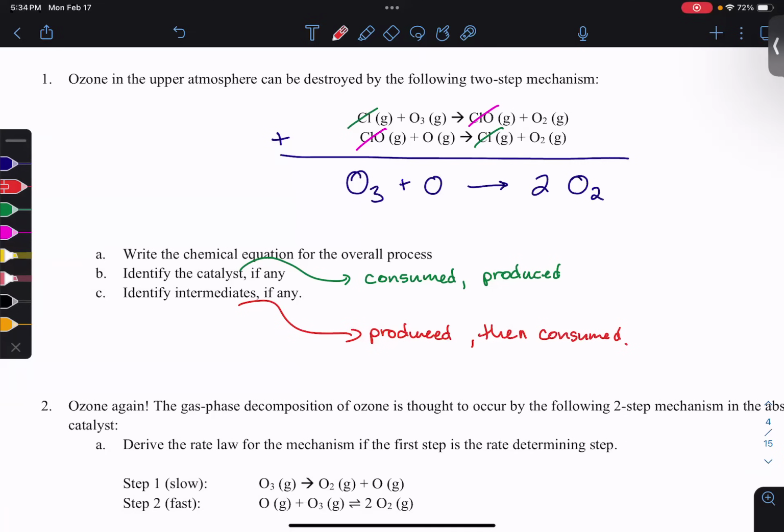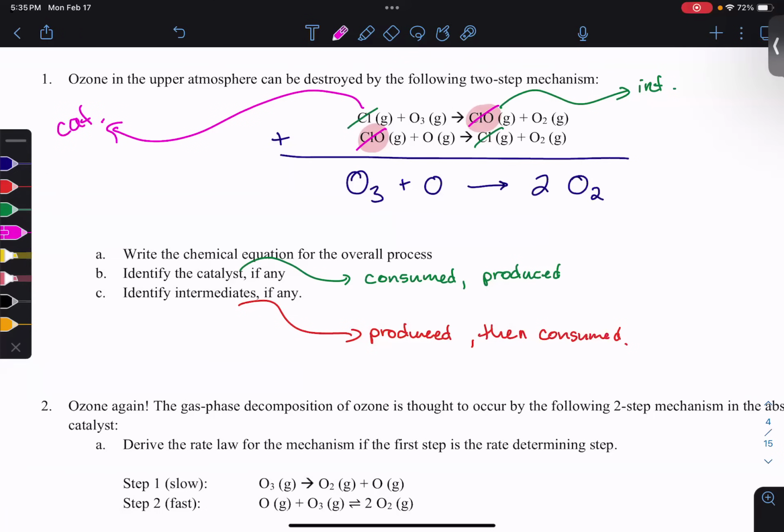So if we go back to our actual process here, ClO would be what? A catalyst or an intermediate? 50-50. It's an intermediate because it is made in the first step and then consumed in the second step. So it's basically made during the process and then consumed before the reaction is over. So ClO is an intermediate. It's not something we actually add to the reaction. It's just part of the process for this chemical reaction. So ClO is an intermediate, and then therefore Cl is a catalyst.